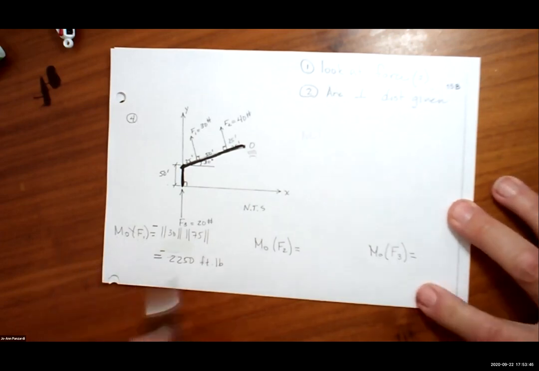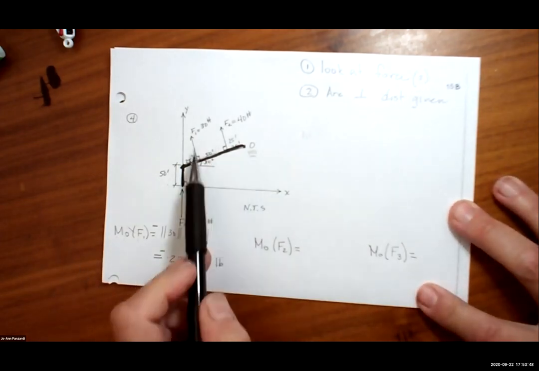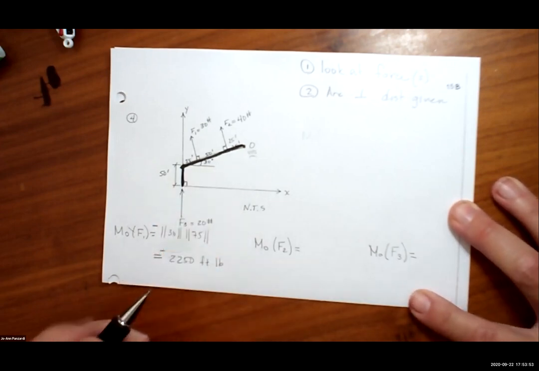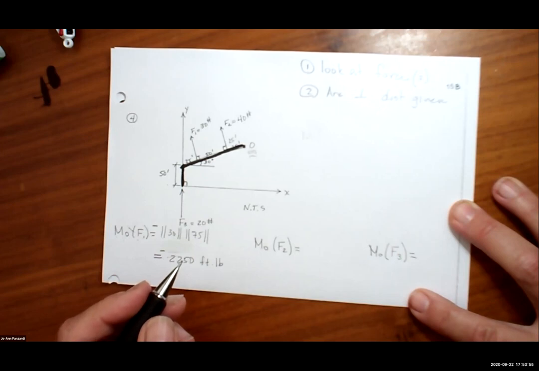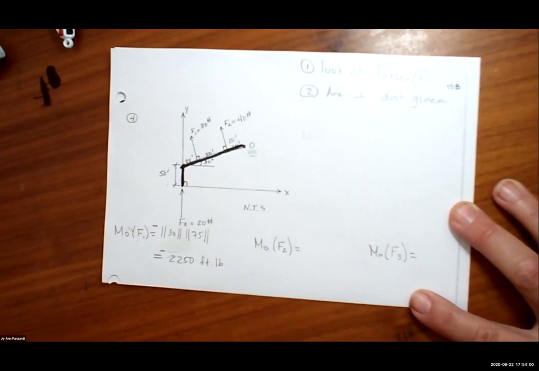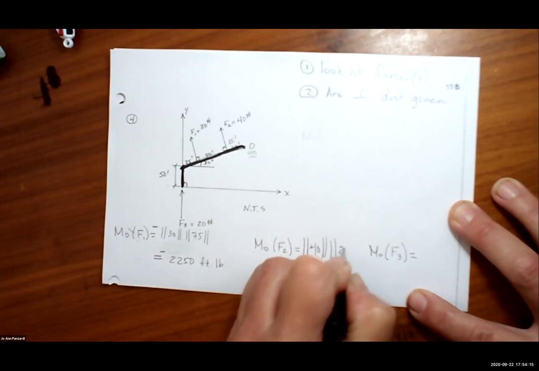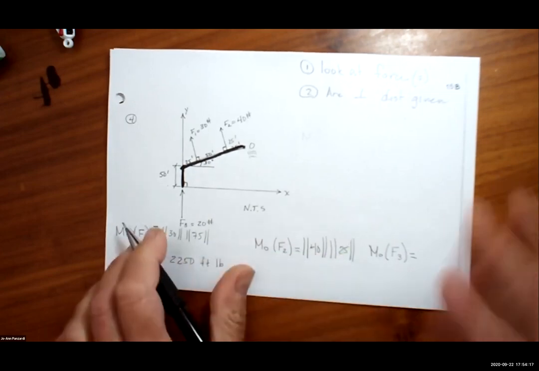Okay, Tim. How about a moment about O due to F2? Is the perpendicular distance given? Tim, are you here? Tim, put your speaker on. There we go. Okay, yes. So then I'm just going to go ahead and do it, right? What's the force? 40. Perpendicular distance? 25. Positive or negative? Fingers go in the direction of the force? Negative.